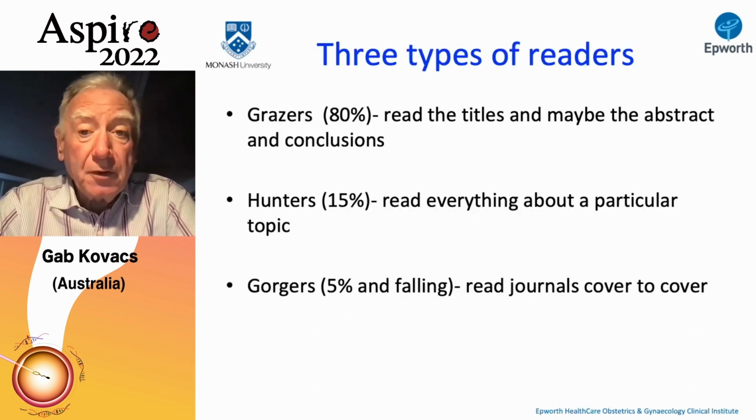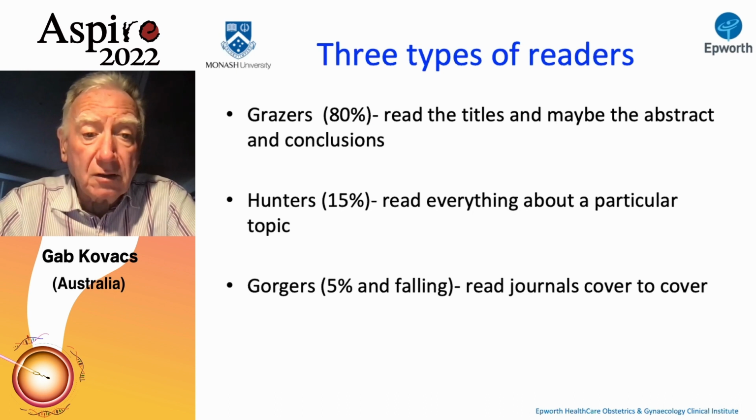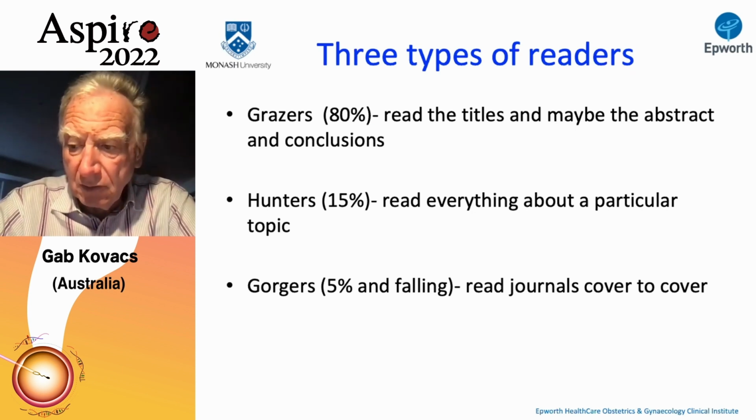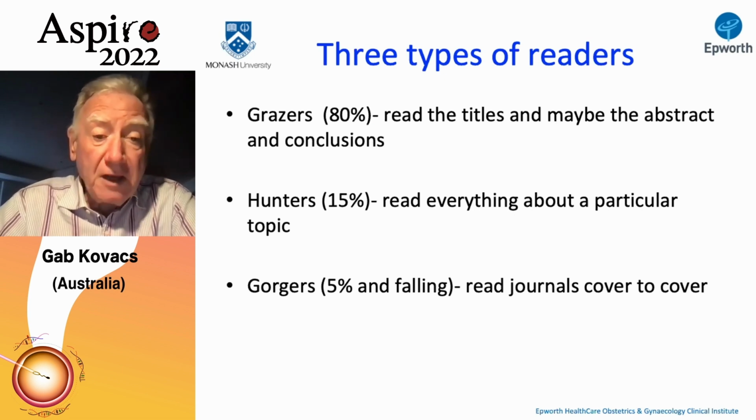There are three types of readers of scientific journals. There are the grazers, who sort of graze through the papers, look at the titles, maybe look at some of the abstracts. There are hunters who are interested in one particular topic, and they want to read everything about one particular topic. And there's a small percentage who read every journal cover to cover, and they gorge themselves on the medical literature. So how shall we cater for all these readers?